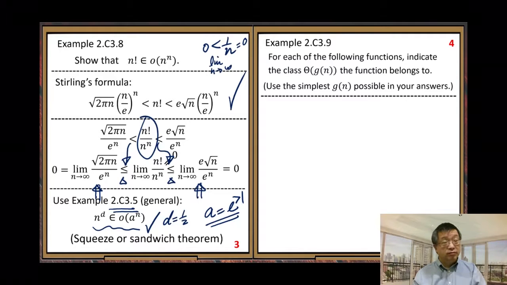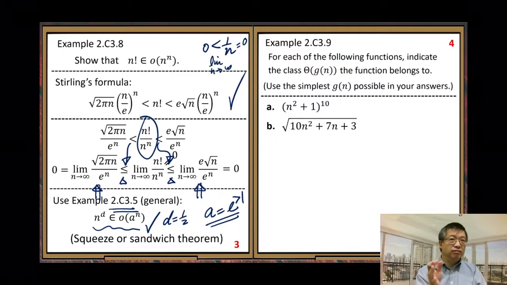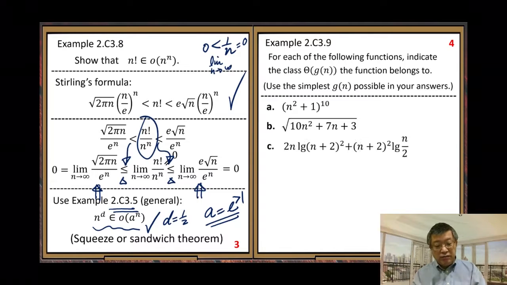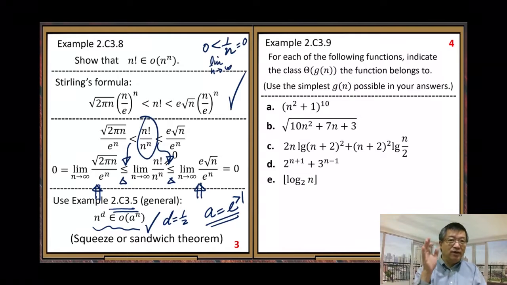The first one, a, is this function. The second one is a square root function. C is this one. D is a sum of two exponential functions, base 2 and base 3. E, the last one, is the floor function of log base 2 of n. All right, so let's work one by one.